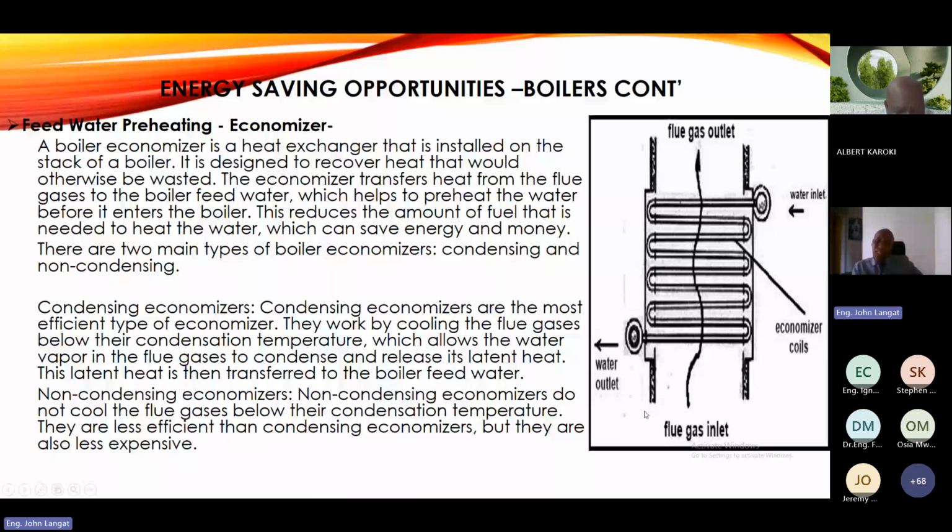So the temperature of the water leaving here, if the condensate was around 80, which is normally the practice, you'll find that the water leaving here is around 95. You've already preheated, so the boiler will have less work to heat that water to, say, 150 to 160. So you use less fuel. Basically, that's what it means.